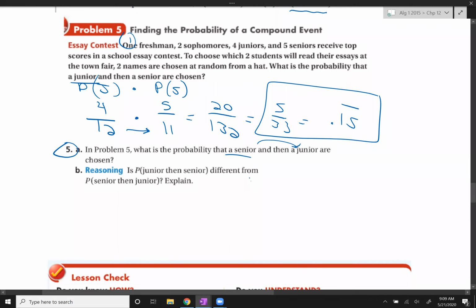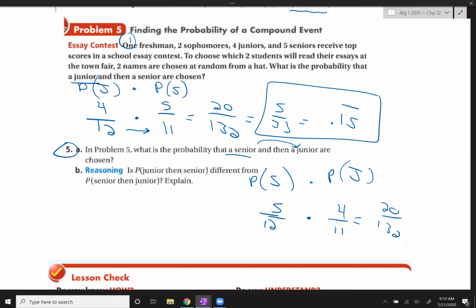Okay, so let's try it out. Probability of a senior, that was 5 out of 12. And then a junior, so that's 4 out of 11. Well, since we're multiplying, there won't be a thing different, right? There won't be a thing different with the order just because that happened. Now, what if we want to make sure probability of a junior and then another junior.